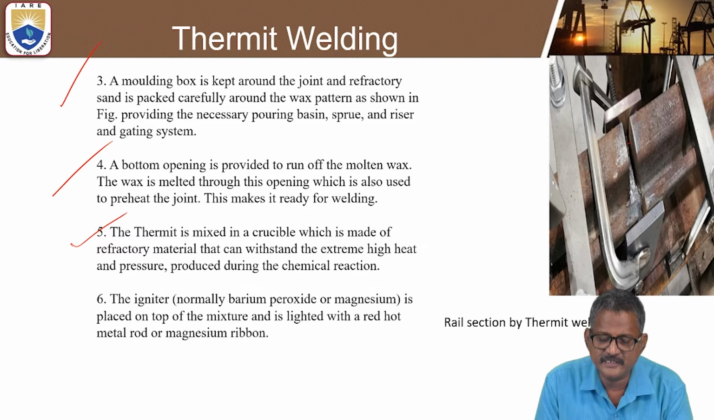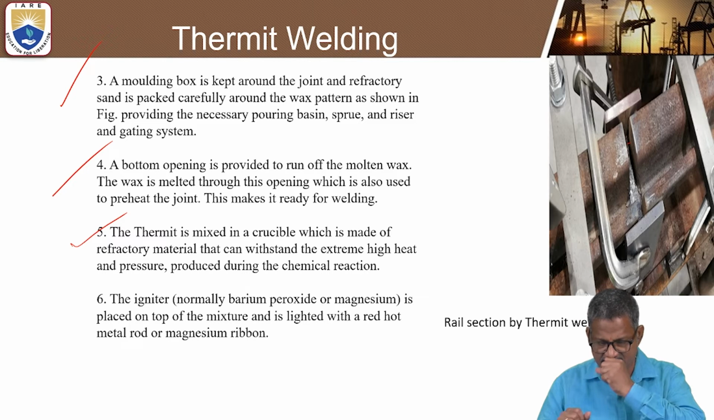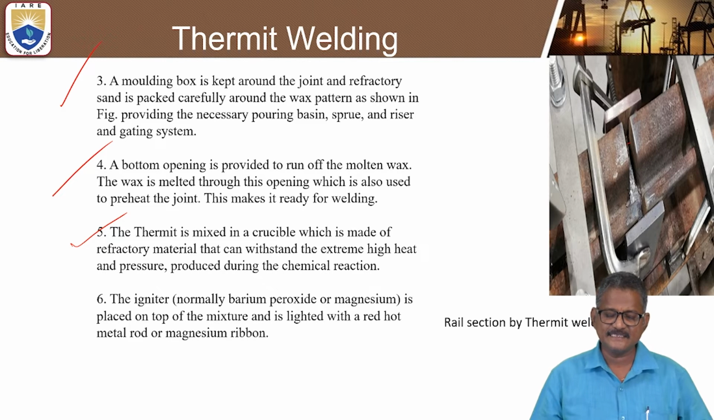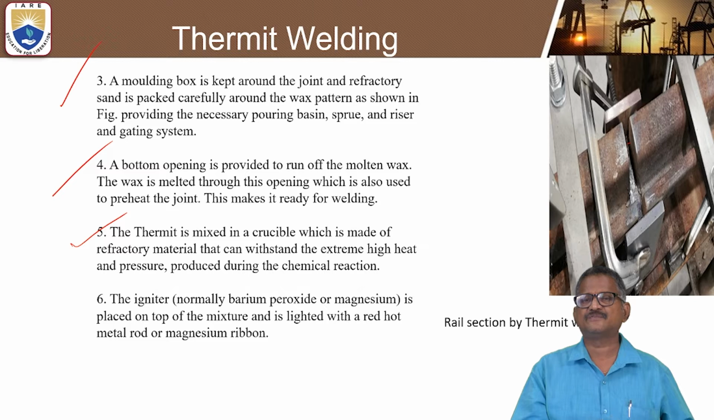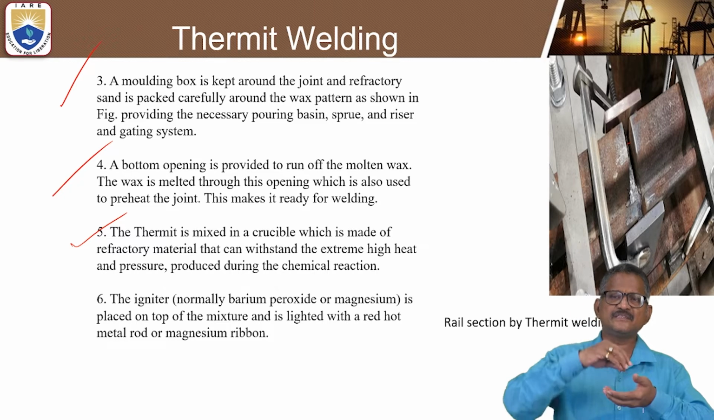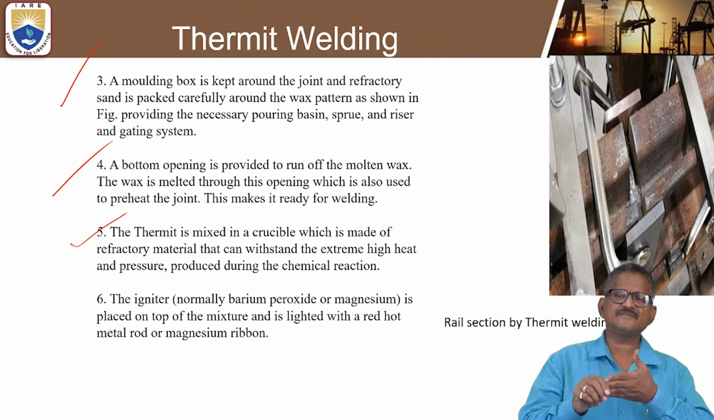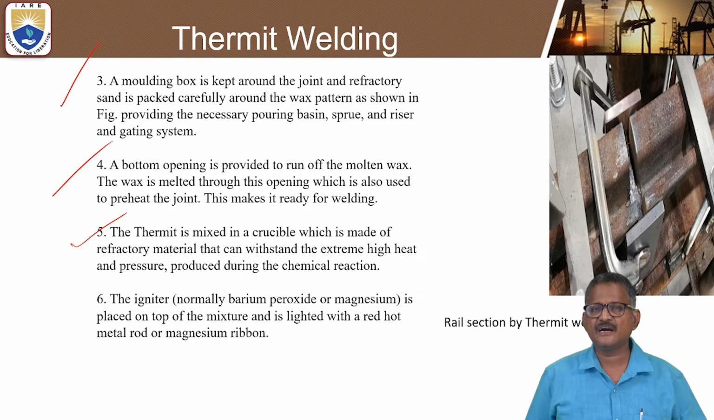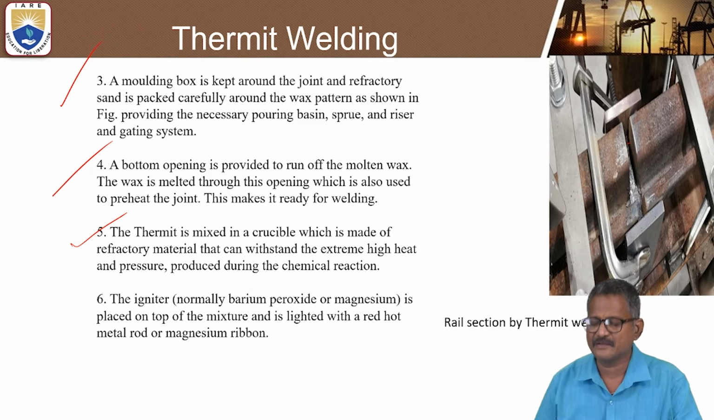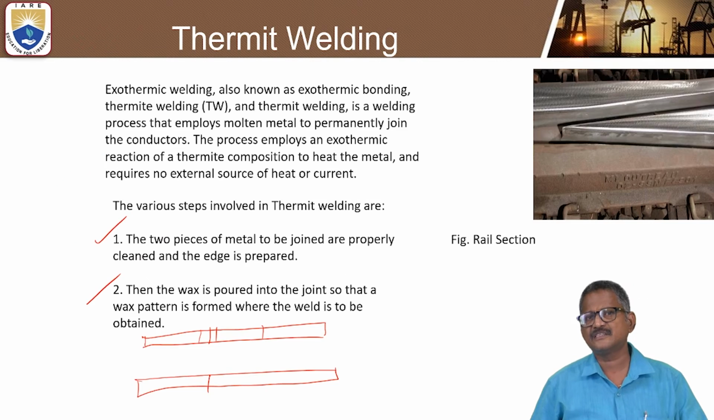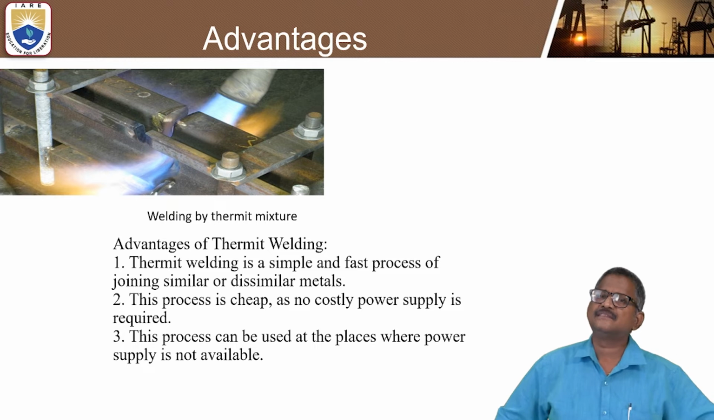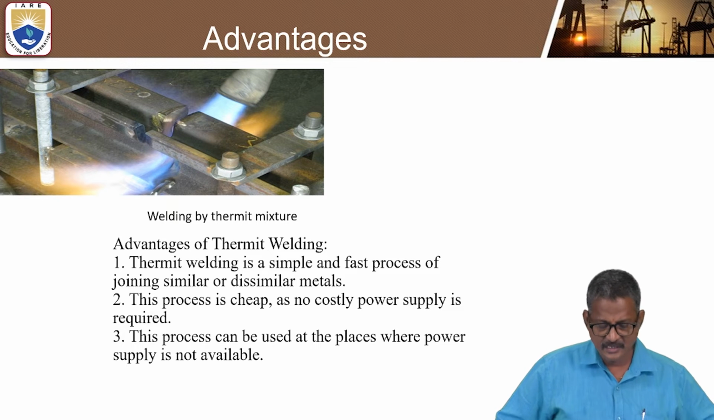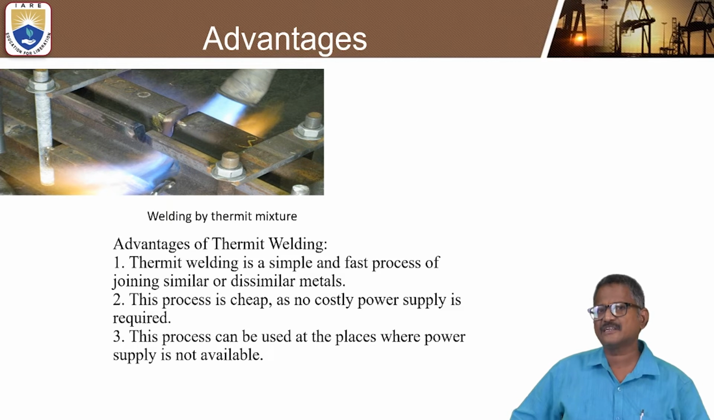And last but not least, the igniter, where you can use barium peroxide or magnesium, which is mainly placed on top of the mixture and is lit with a red-hot metal rod or magnesium ribbon. So these are the six important points to understand clearly in the thermite welding process. I hope all the students can understand clearly.